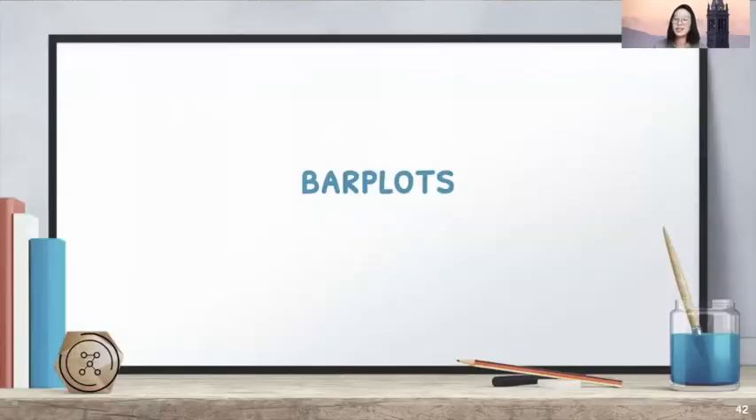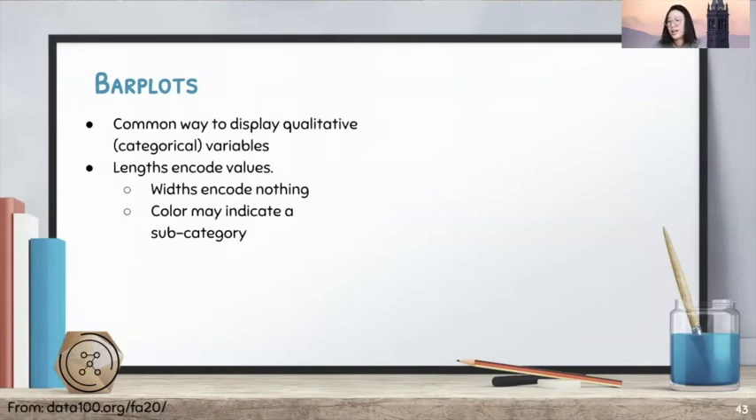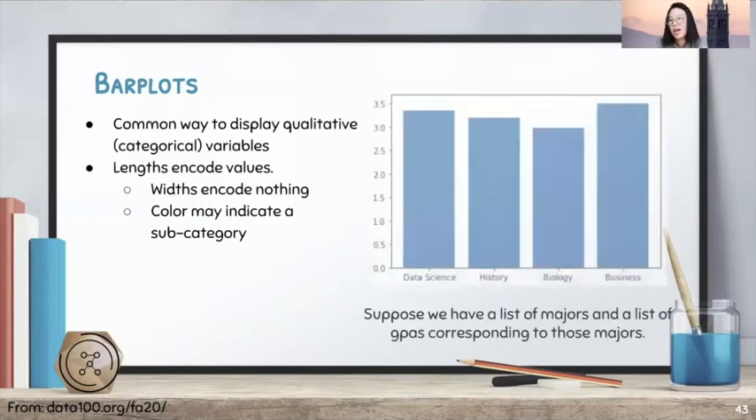Now let's transition to bar plots. Bar plots are a common way to display qualitative or categorical variables, and the lengths are used to encode values, and color can be used to indicate a subcategory. Let's suppose we have a list of majors and a list of GPAs corresponding to those majors. This is a bar graph that would be appropriate for that representation of the categorical variables by major.